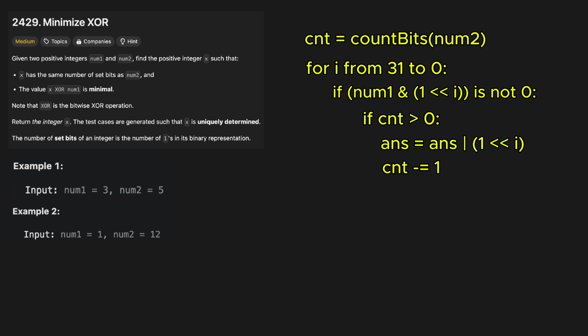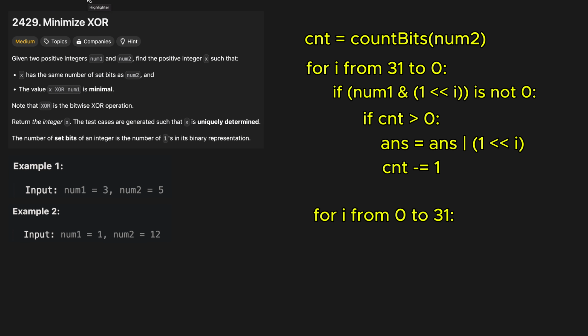So now we have handled case 1, where the number of set bits in num2 is less than or equal to the number of set bits in num1. But we still need to handle the case when the number of set bits in num2 is more than that in num1. So to set these remaining bits, we will have to set them at the lowest significant bit positions.